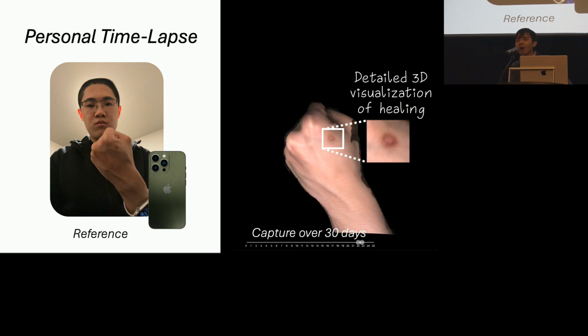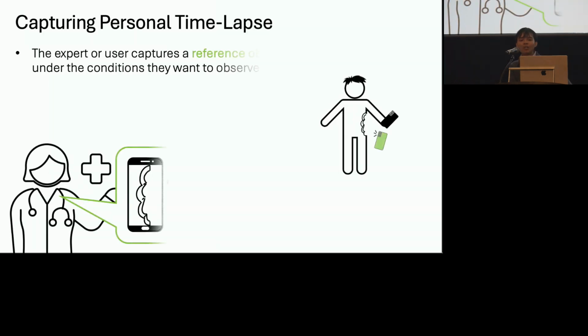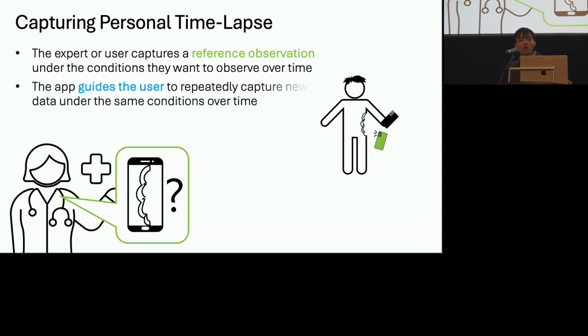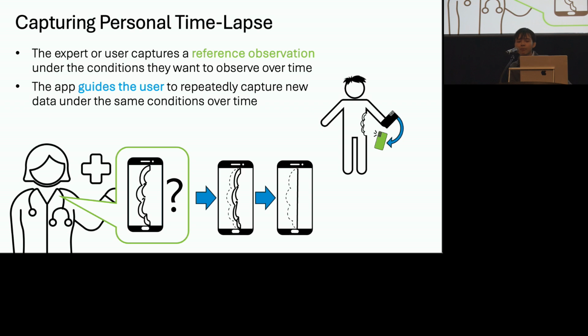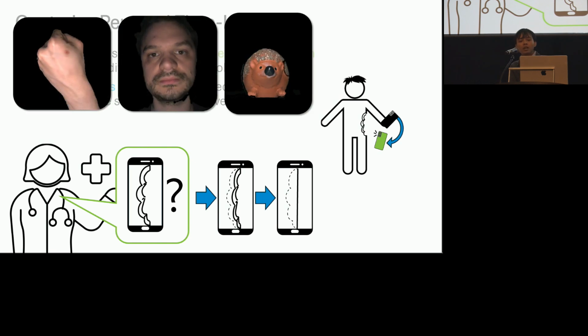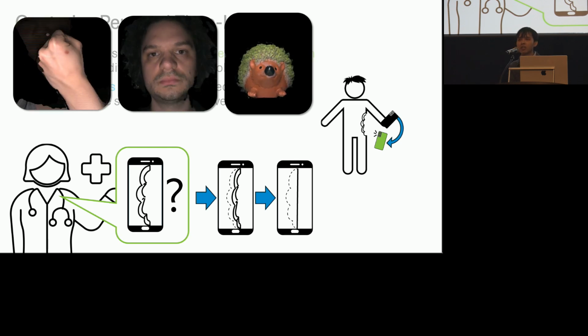Okay, so how does this work? We start by having someone capture a reference observation of the subject under desired conditions. And here, that someone could be the subject themselves or their physician during an initial visit. Then the goal of the app is to help the user reproduce the conditions of this reference observation every time they capture new data. So that over time, repeated capture gives us a time-lapse of the subject fixed under these reference conditions.